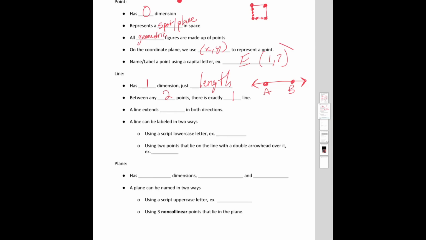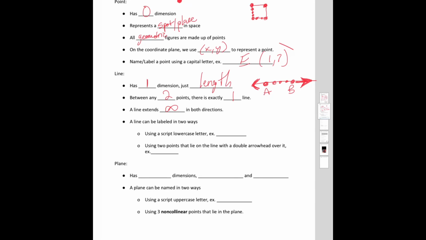Now, these 2 points made up this line, but this can go on forever out to the right and also out to the left. And we could also draw an infinite amount of points. So once again, a line extends infinitely in both directions. So how do we label a line? We usually use a script lowercase letter.